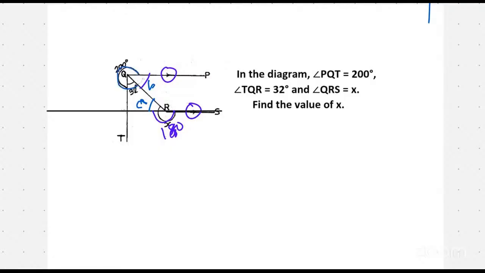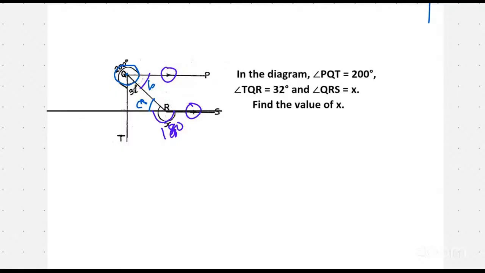All of this, the angles formed at a point, round the point. So this is the point Q. When you have angles formed around the point, the sum of those angles will be equal to 360 degrees. Don't forget that the sum of angles formed round about a point is equal to 360 degrees.